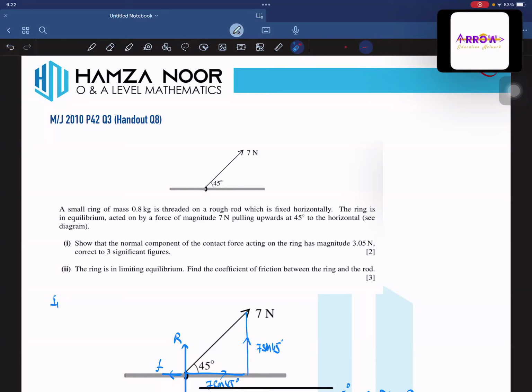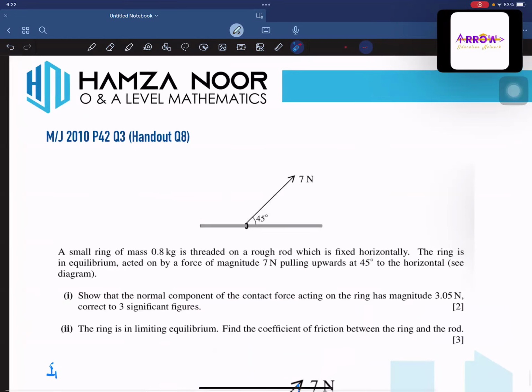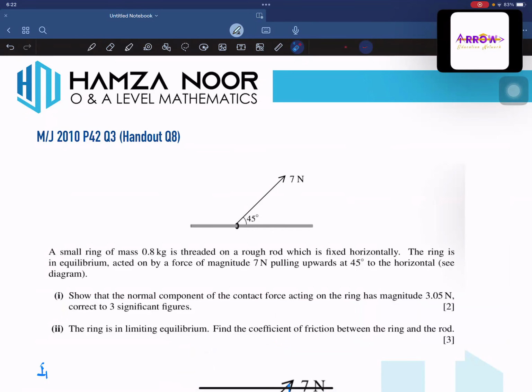This one is question number 8, which is May June 2010, paper 4, variant 2, question number 3. It says that a small ring of mass 0.8 kg is threaded on a rough rod, which is fixed horizontally. The ring is in equilibrium, acted on by a force of magnitude 7 Newton, pulling upwards at 45 degree to the horizontal, as you can see in the diagram. Show that the normal component of the contact force acting on the ring has magnitude 3.05 Newton, correct to three significant figures.